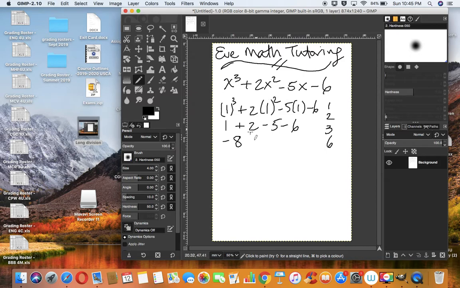So in this case, it doesn't equal 0. So that means I'm not going to divide by x minus 1. So I'm going to try another number. I'm going to try positive 2.